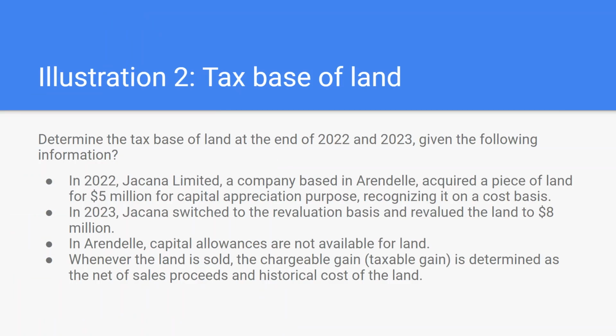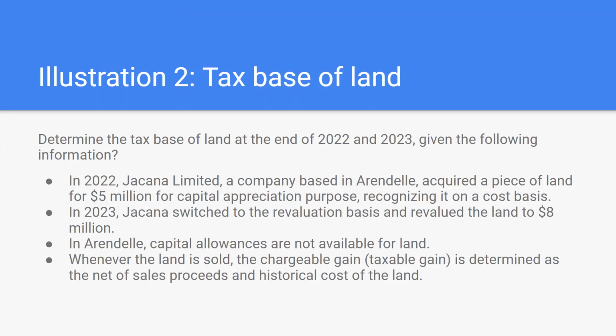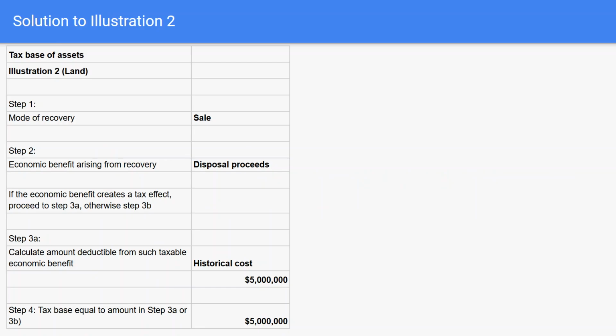And the next question is, if the economic benefit creates a tax effect, or if the economic benefit is taxable, proceed to step 3A. In this case, it's taxable. If you look at the last bullet point, it says when the land is sold, the chargeable gain, otherwise taxable gain, is determined as such. So it means that gain, when it comes through, will be taxable.